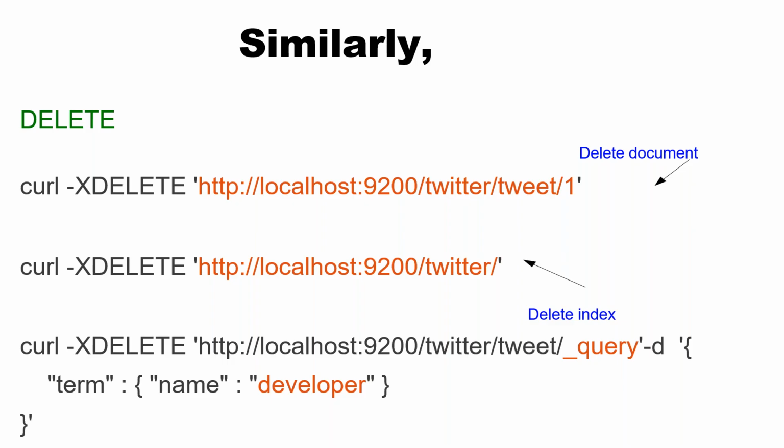Here your third line, you are deleting. I did not read this. So you're deleting what? You're deleting from the Twitter index, tweet type, any document with a term called name developer. So you're deleting multiple documents based on the queries.